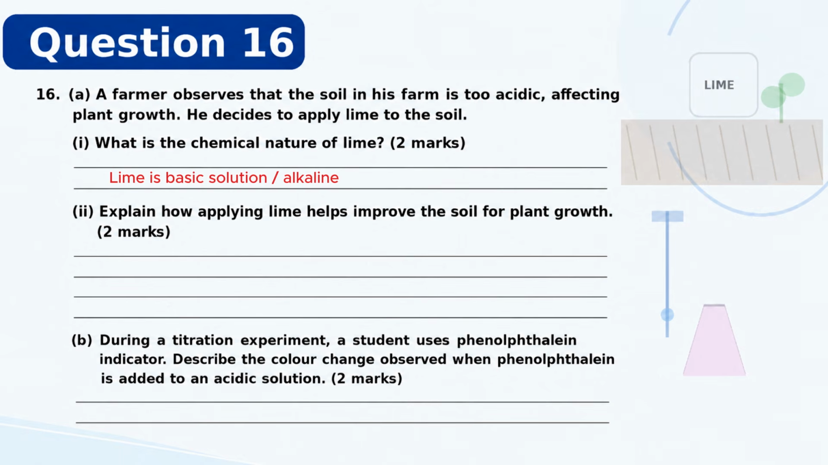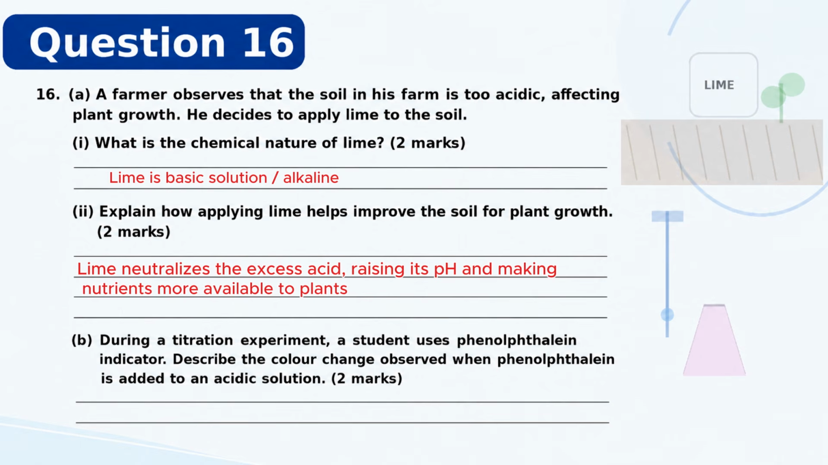Then question 2: explain how applying lime helps improve the soil for plant growth. Remember that lime neutralizes excess acid and raises the soil pH, making nutrients more available to plants. That is why we are applying lime. It is going to help improve the soil because it is going to lower the acidic nature of the soil.